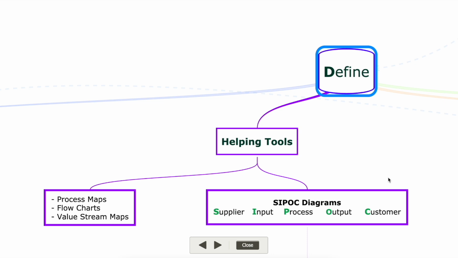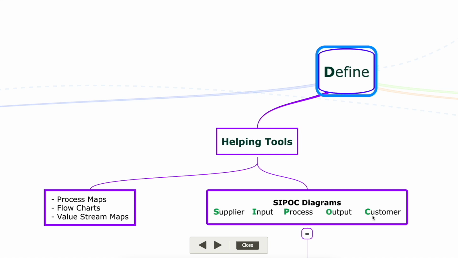The helping tools for the define step can be process maps, flowcharts, value stream maps, and SIPOC diagrams. S stands for supplier, I stands for input, P stands for process, O stands for output, and C stands for customer. This is a flow where you get raw material from the supplier as inputs, which are passed through a process, and it gives us an output that can be a product or a service, which is then delivered to the customer.